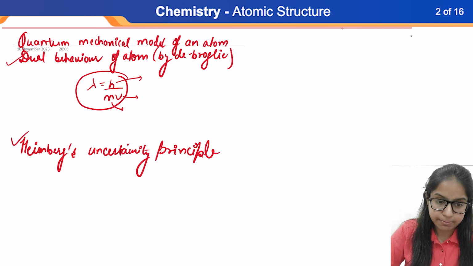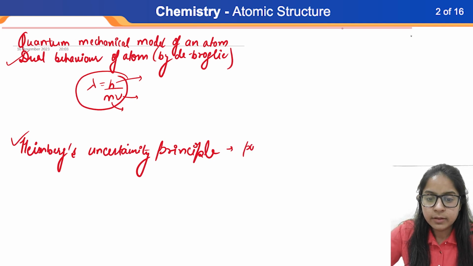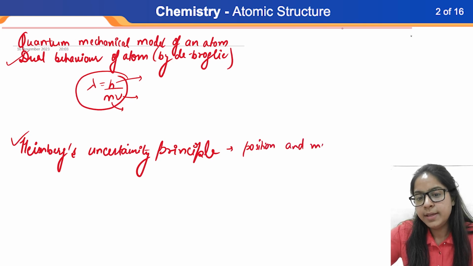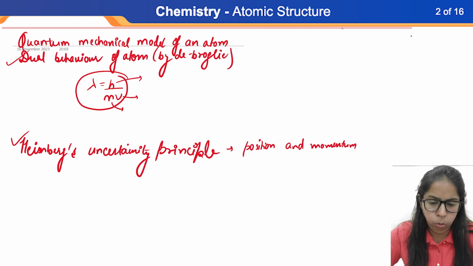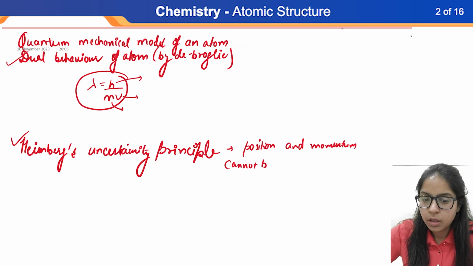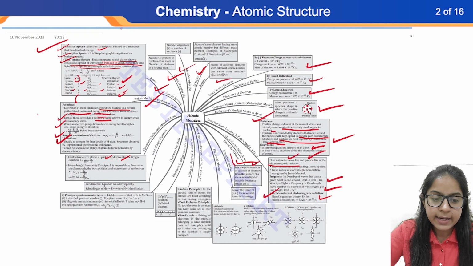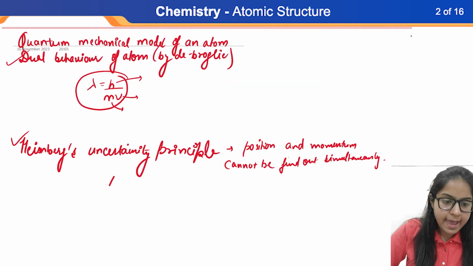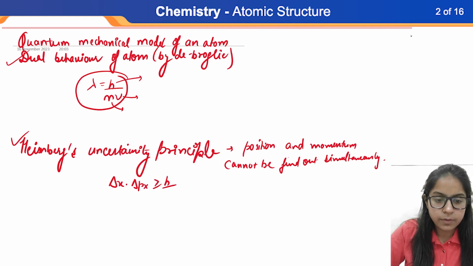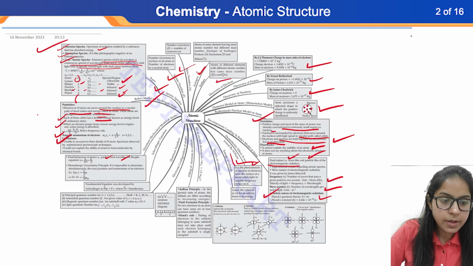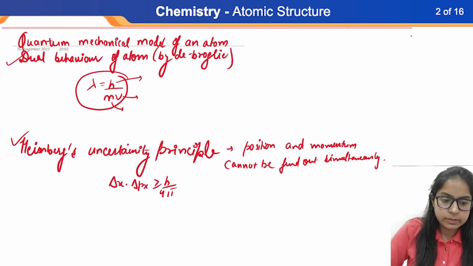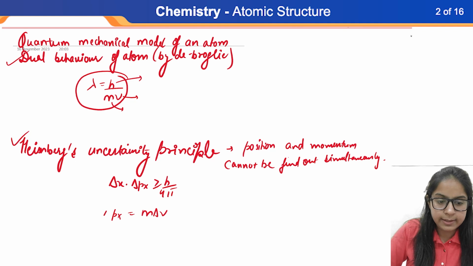Now the Heisenberg uncertainty principle. Heisenberg said that the position and momentum of an electron cannot be found out simultaneously, because an electron is so small that if we find the position, then its momentum is going to change, and if we find the momentum of an electron, then its position is going to change. Like this equation: delta x times delta px is greater than or equal to h upon 4 pi, and delta px is m delta v.